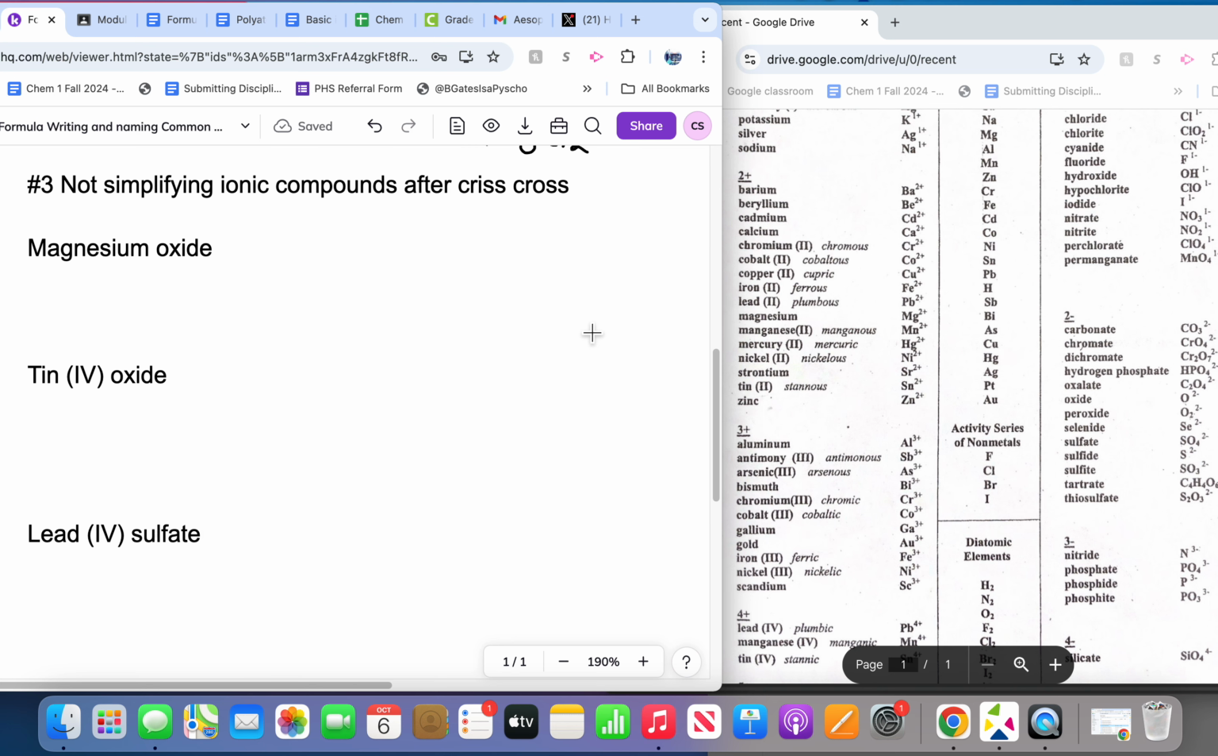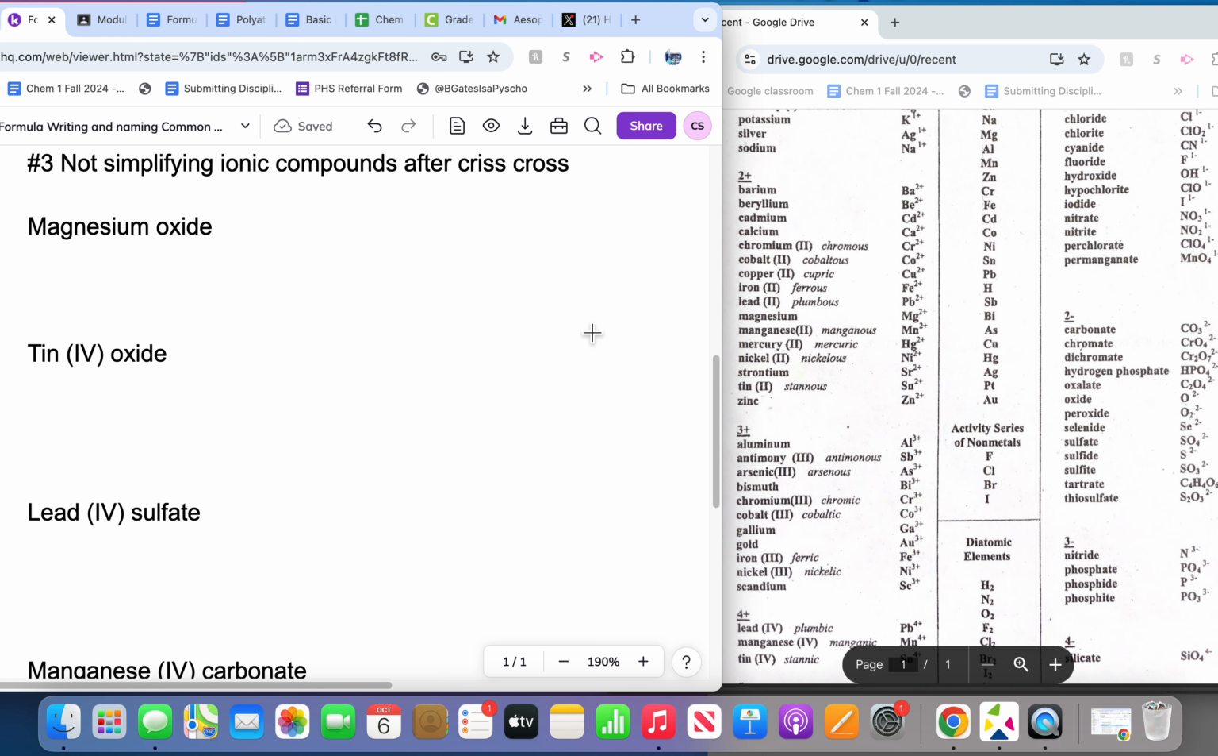Now, mistake number 3 is not simplifying ionic compounds after the crisscross. Ionic compound formulas are always written in the simplest ratio of ions. So let's say you did magnesium oxide and you went 2 plus and 2 minus. You should already see that because the charges are the same, the correct formula would just be MgO. But some people get caught up in the crisscrossing and end up getting Mg2O2. That's not correct because that's not the simplest whole number ratio.